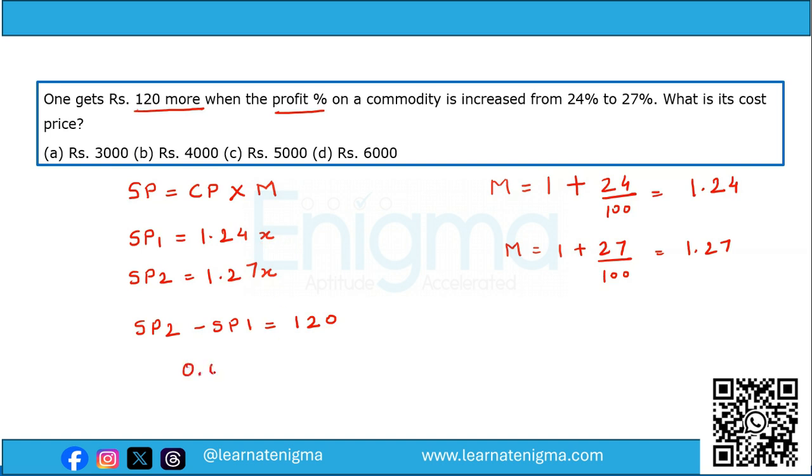So that means 0.03x is equal to 120. So if we solve this, you get the value of x as 4,000. And x is the cost price. So that's what we are asked. Answer becomes 4,000.